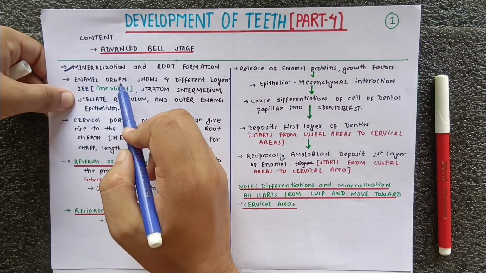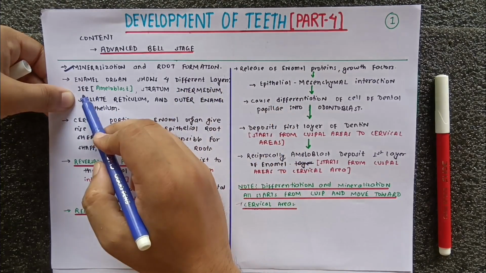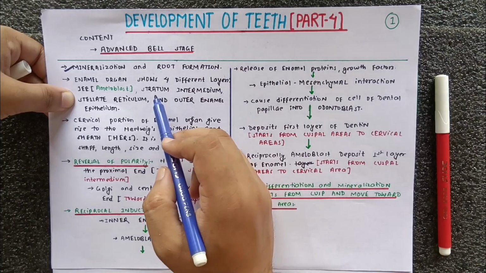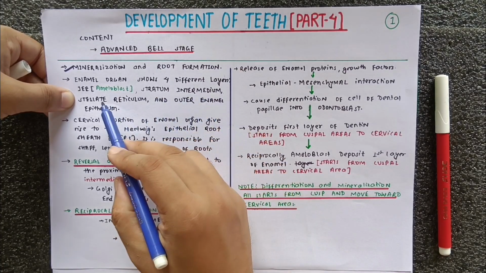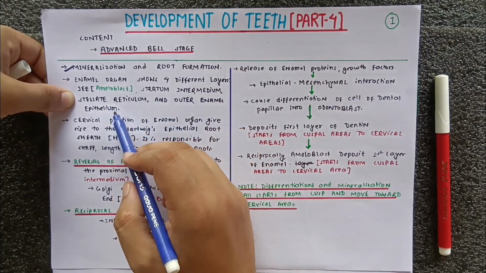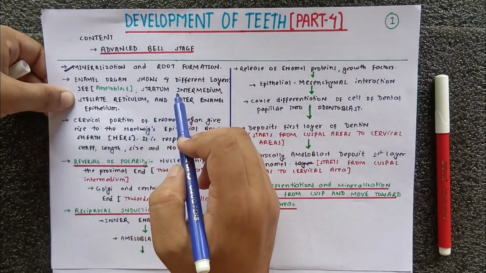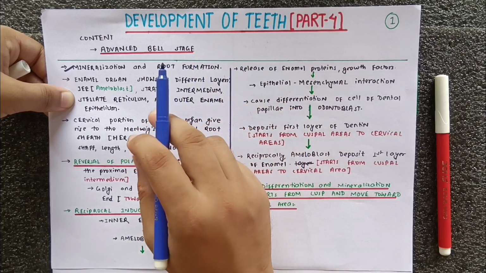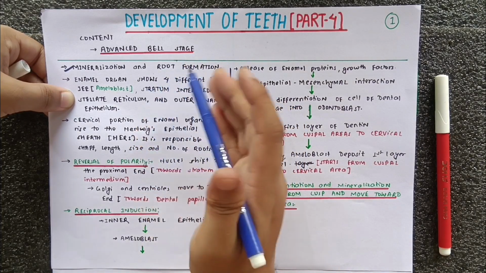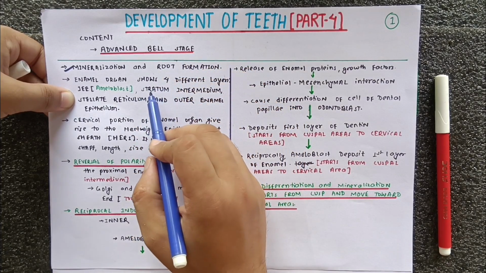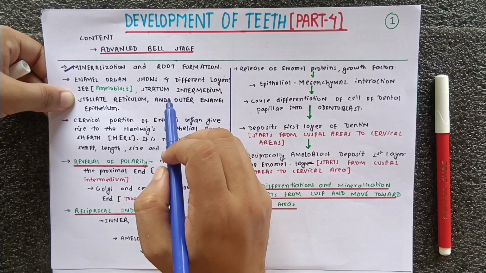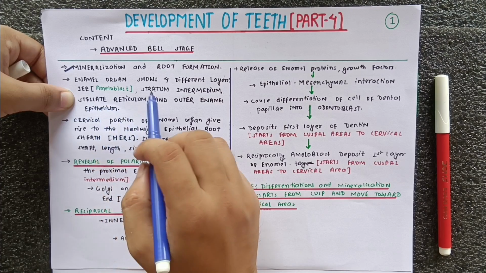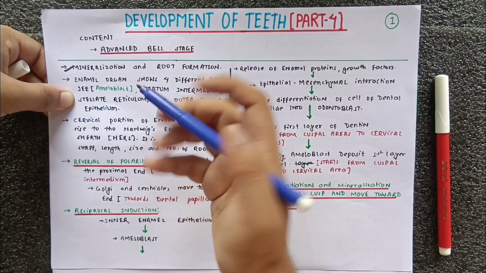After that, the enamel organ shows 4 different layers: the inner enamel epithelial layer, which forms the ameloblasts, then the stratum intermedium, then the stellate reticulum, and the outer enamel epithelium. All 4 layers are also present in the early bell stage, so both stages come under the bell stage. But in the cap stage, if you remember, the stratum intermedium was absent, and similarly it was absent in the bud stage.